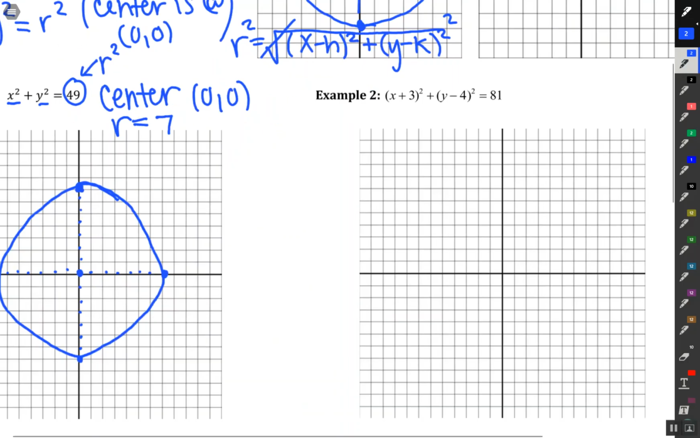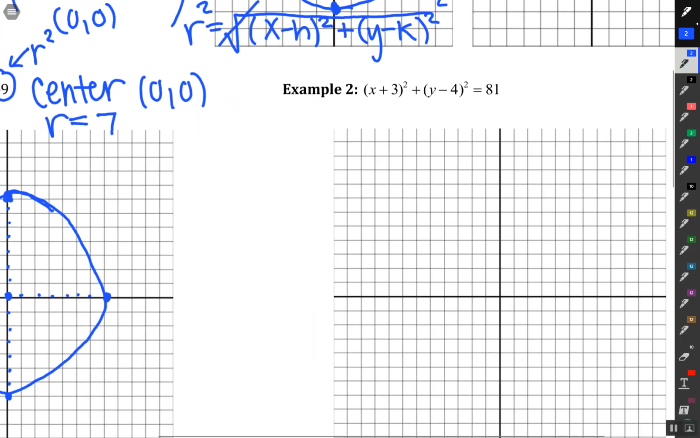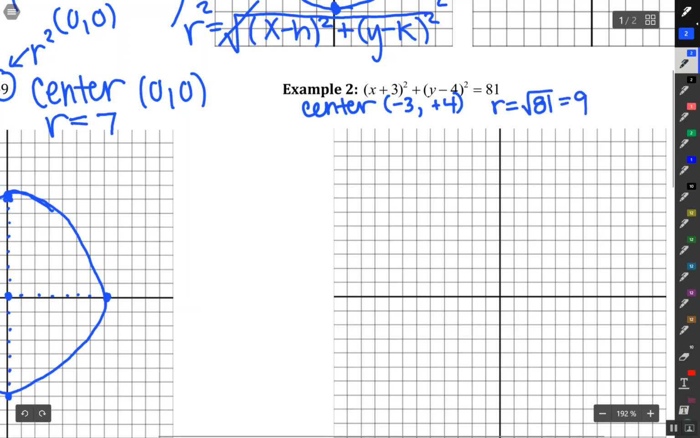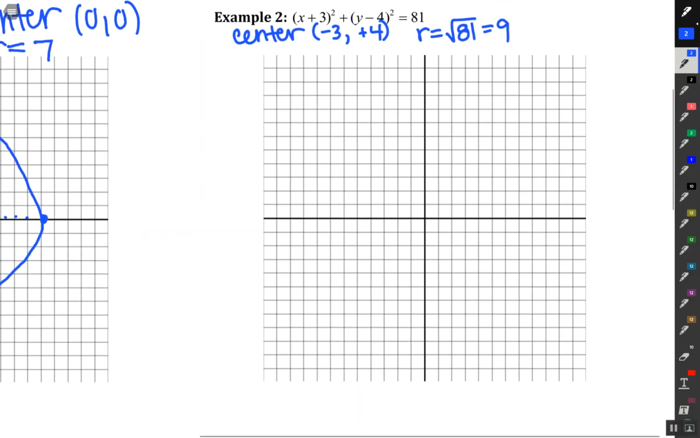Okay, let's look at example 2. In example 2 here, we've got a center, and I'm looking for h and k. H is actually -3. It's opposite. K is +4. Both h and k will be opposite because the formula has two minus signs. The radius will be the square root of 81, or 9. So we're going to the center at (-3, 4).